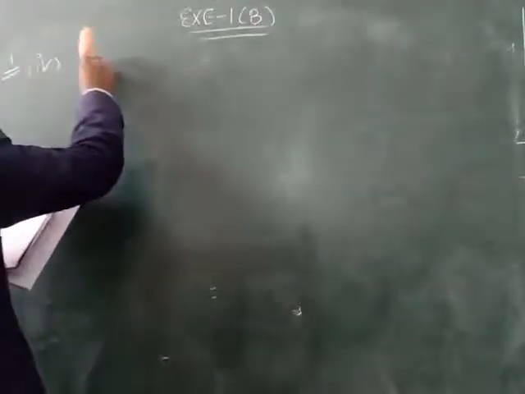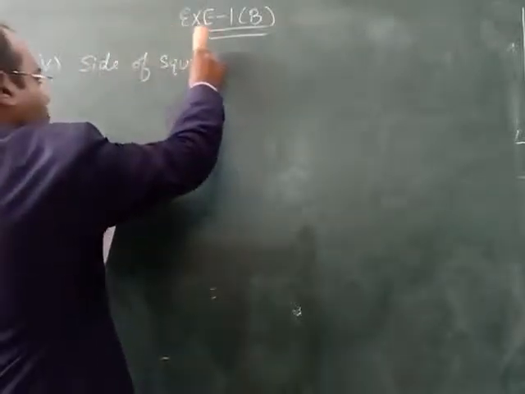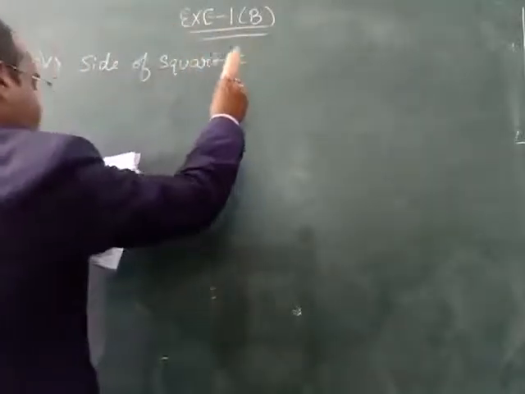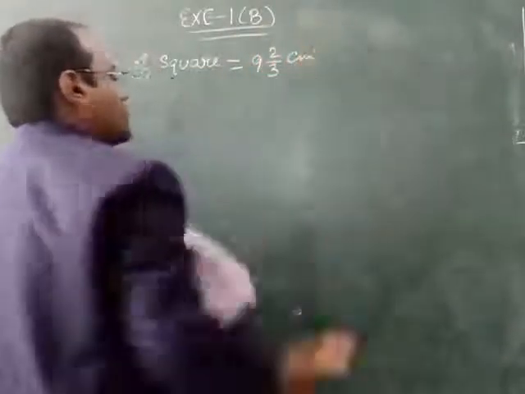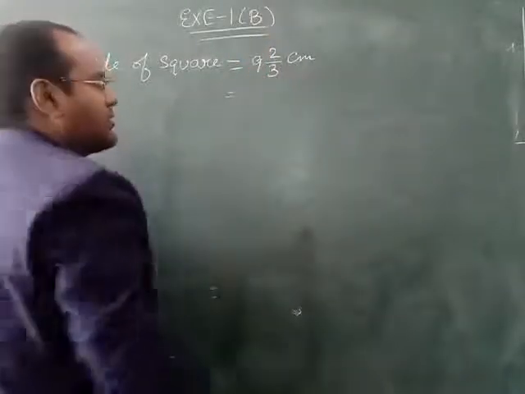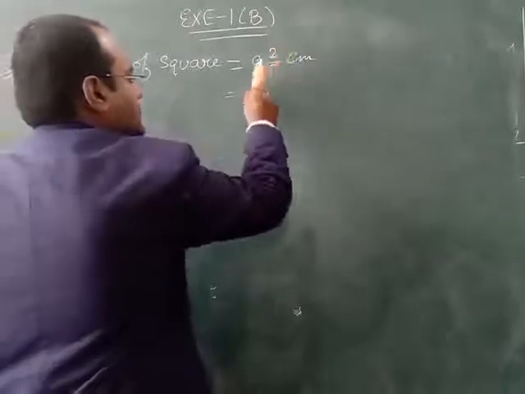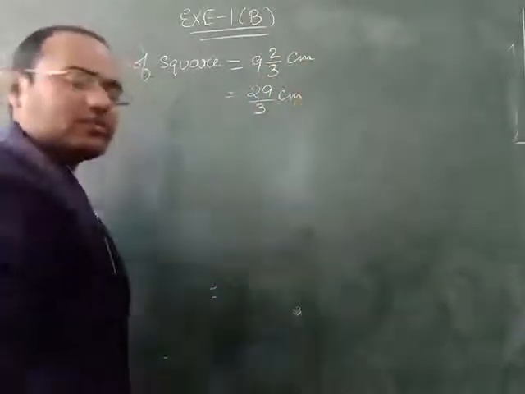Side of the square is given. So first of all we will write that the side of the square is given in the question. Side of square is 9 whole 2 upon 3 centimeter. So this is a mixed fraction. We have to change it into an improper fraction. So 3 into 9, 27. 27 plus 2, 29 upon 3 centimeter. So this is the side of the square.